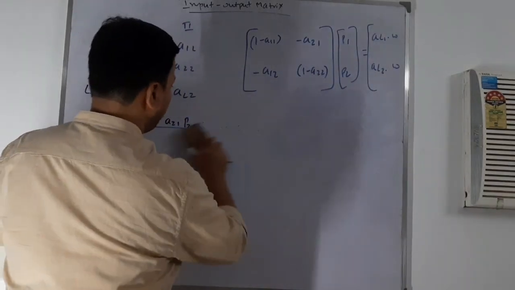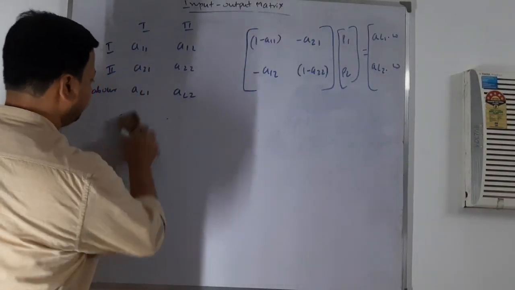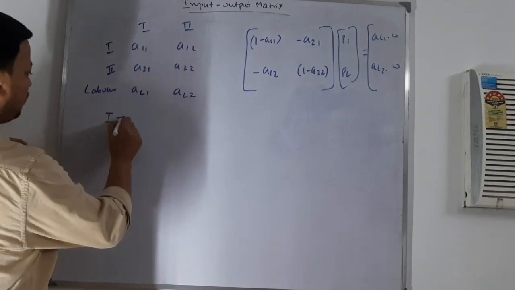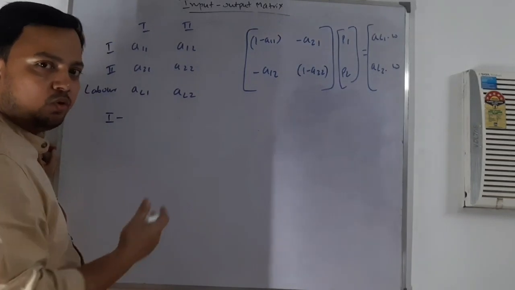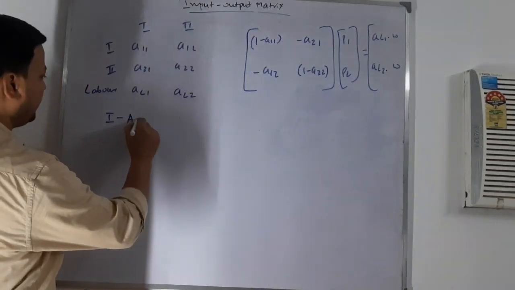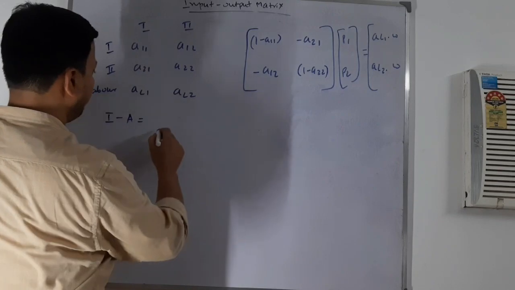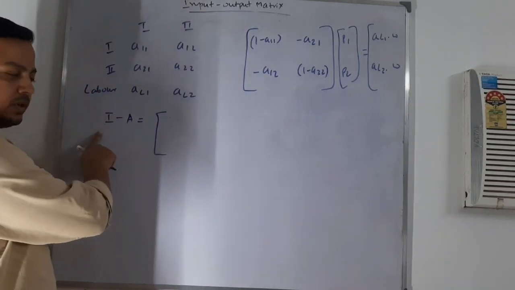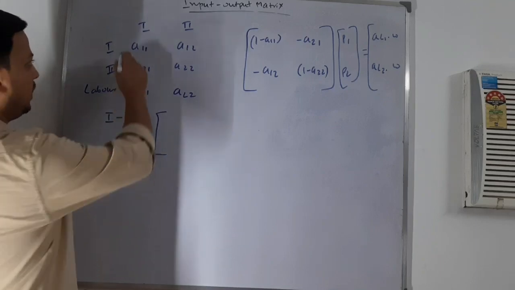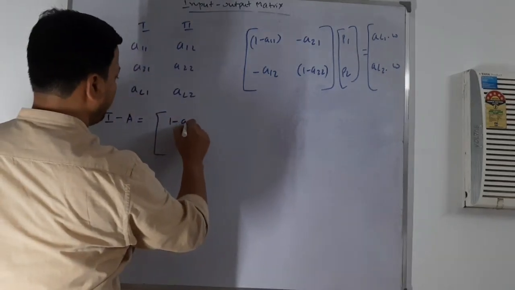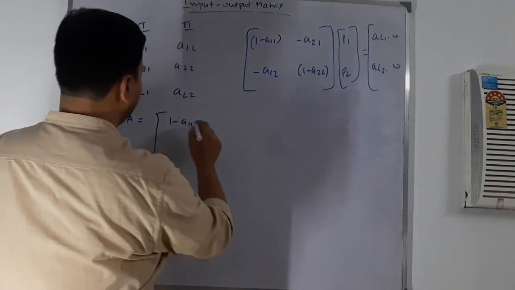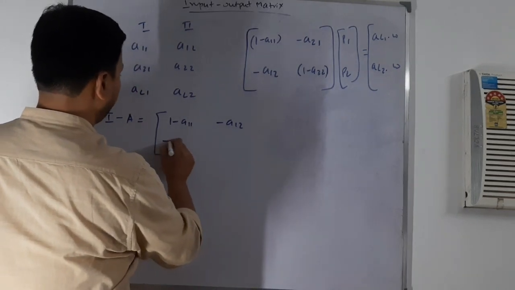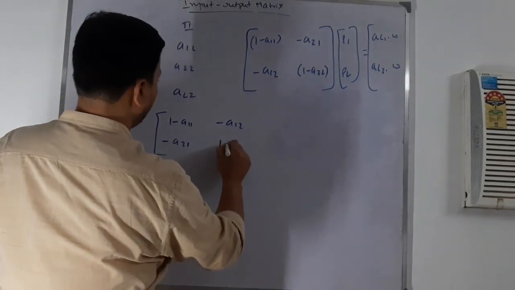Now, if you remember the I minus A matrix, what is the I minus A matrix? We use this when we want to take out the gross output. I is the identity matrix, and I am taking 2 by 2. So I minus A will be 1 minus A11, minus A12, minus A21, and 1 minus A22.